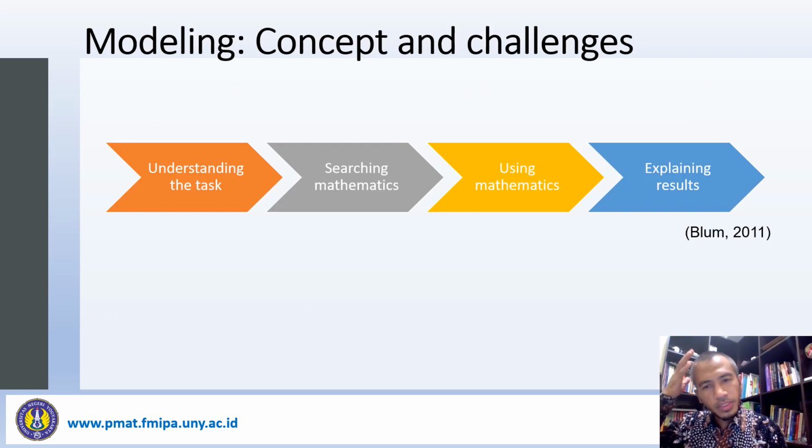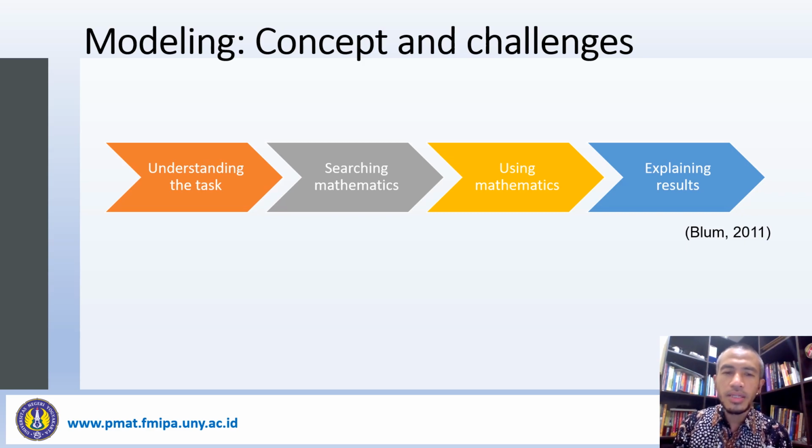I would like to start my presentation by revisiting the concept of mathematical modeling proposed by Werner Blum. Blum mentioned that as a whole process of performing mathematical modeling, there are 4 steps. The first step is understanding the task. The second step is searching mathematics. The third step is using mathematics, and the last step is explaining result.